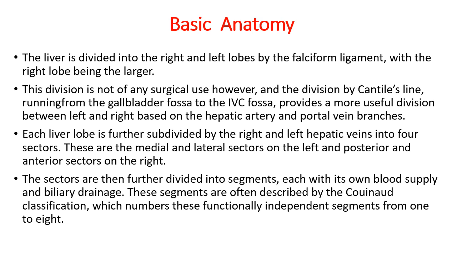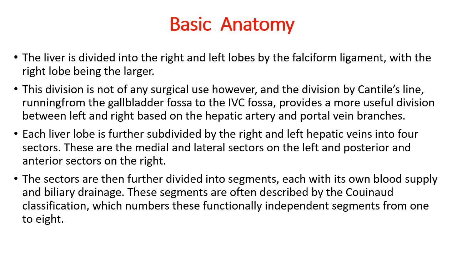And of course, basic anatomy. The liver is divided into the right and the left lobes by the falciform ligament, with the right lobe being the larger. This division is not of any surgical use. However, the division by the Cantlie line, running from the gallbladder fossa to the IVC fossa, provides a more useful division between left and right based on the hepatic artery and portal vein branches.